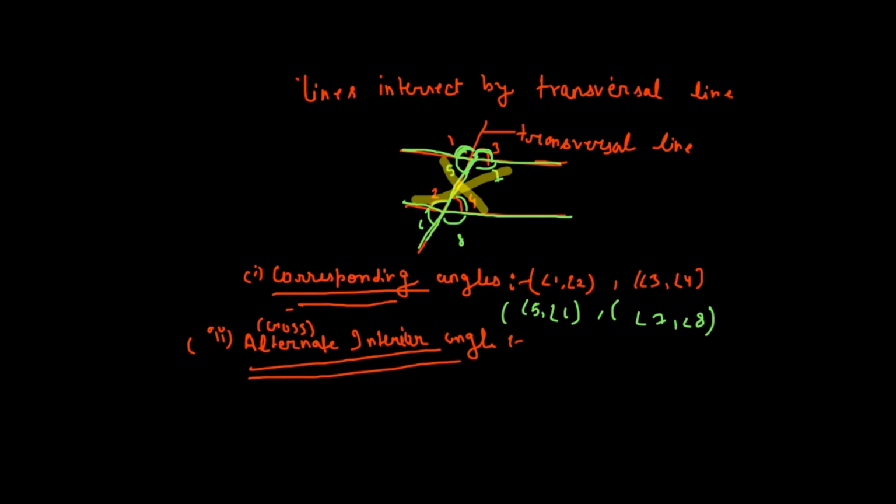Now which are the inside ones? Across from 5, which angle comes? Angle 4. Across from 5 you get angle 4. Okay. Similarly, across from 7, which comes? 2. So these two pairs are alternate interior angles. I hope you understand this.